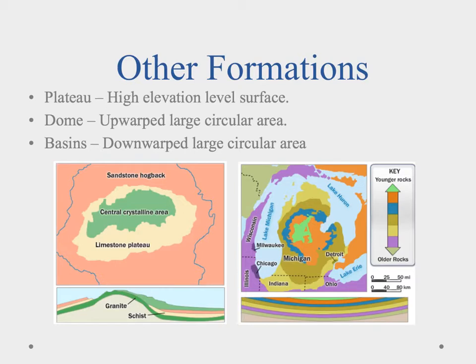We can also have a dome, which is an upwarped angle, and you can see that down here where we're seeing this upwarping, and that's going to form a little bit of a dome. Generally, they're going to be circular. We can also have a basin, which is where it's going to be coming down and squished like that, and you can see that they can be quite large, but they're going to have that circular shape as well.